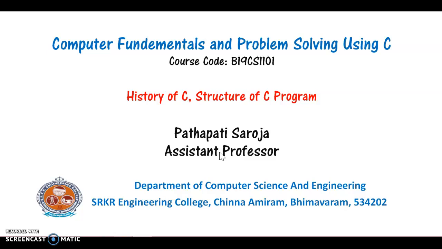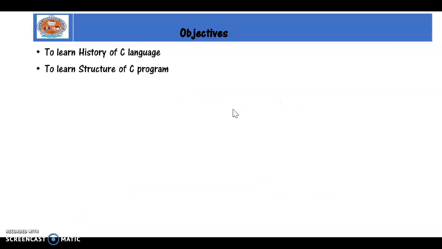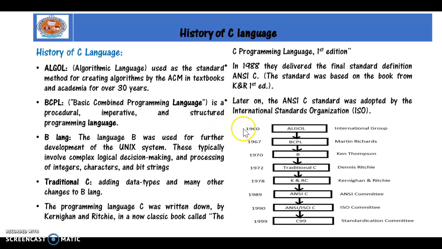In this session, we are going to discuss the history of C in detail, that is, where the C language has been derived from and what the available languages before C are. And then, what are the rules for writing a C program. So the objective of today's session is to learn the history of C in detail and to learn the structure of a C program.